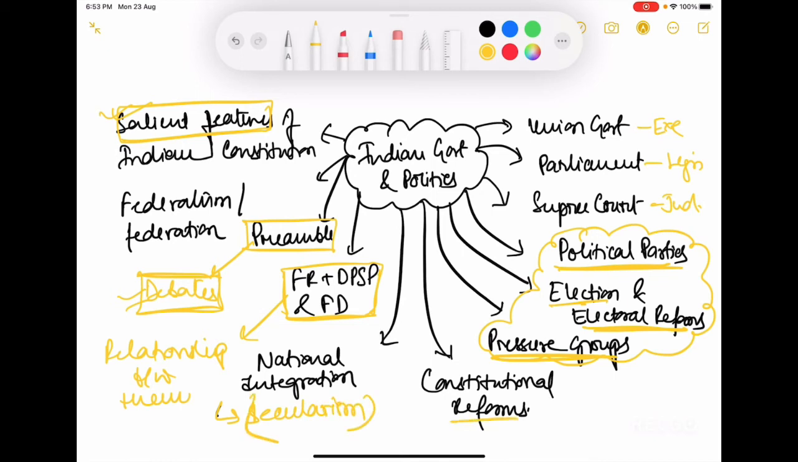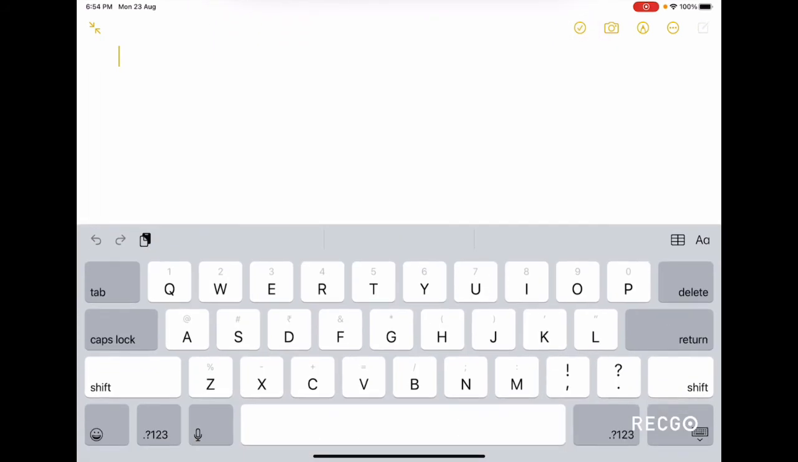Now, when it comes to national integration, the major debate with respect to national integration is secularism. And with respect to reforms, there could be a debate between the presidential form or parliamentary form of government. Which one is better? All right. Now, these are the most important areas which you must understand when it comes to the syllabus. Now, let us talk about international relations.